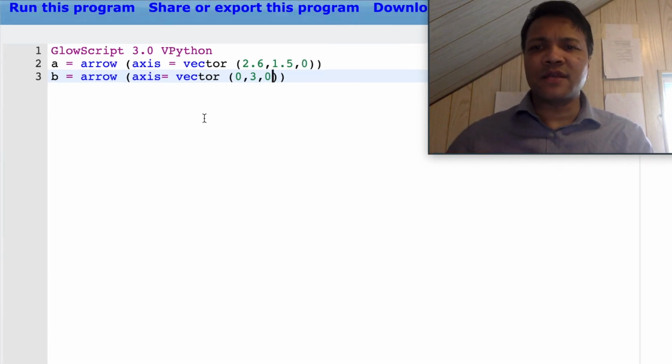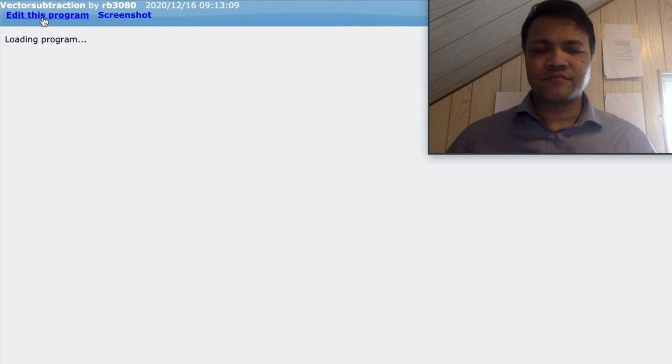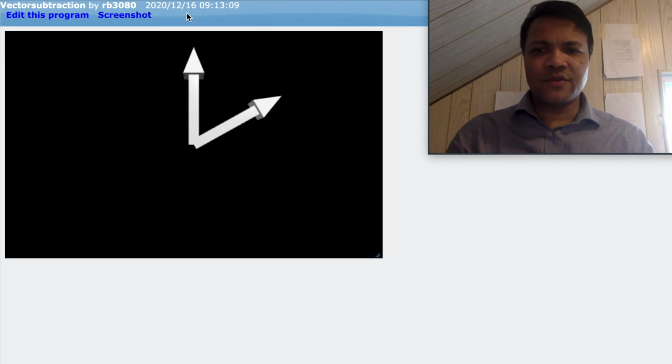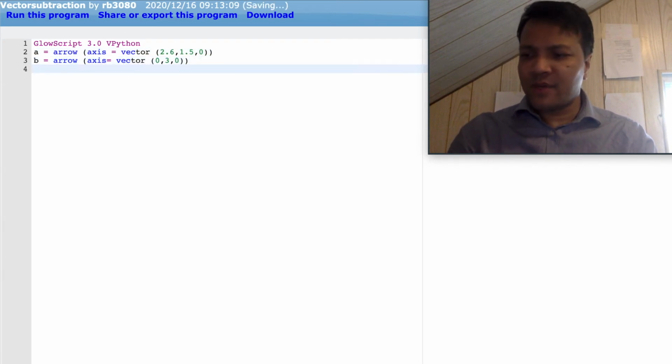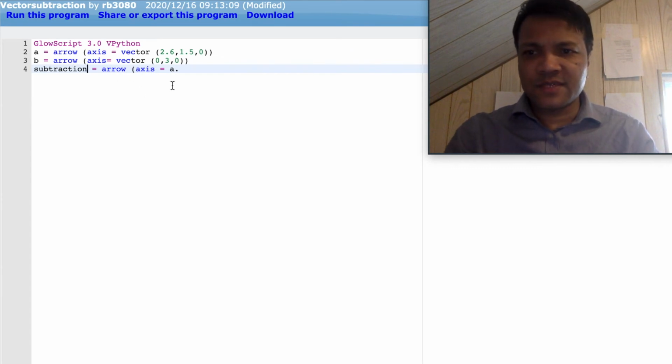Let's see how it looks like now. Okay, so the vector b looks exactly the way described. Now we have to sum them up. So the sum is equal to arrow of, now we have to use the Pythagorean theorem, axis is equal to a dot axis, or what we have to do is the subtraction. You have to do subtraction. Arrow axis a dot axis minus b dot axis.